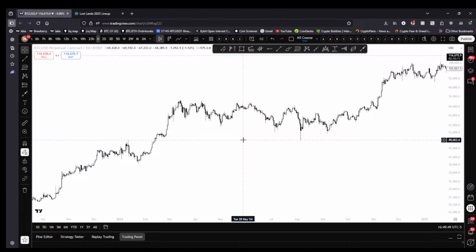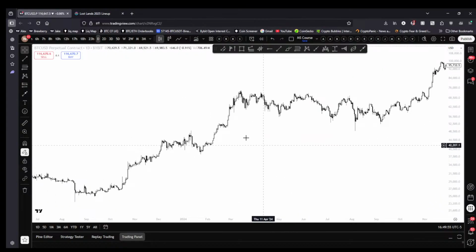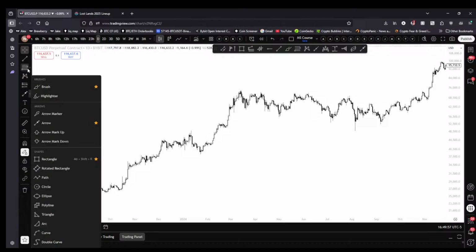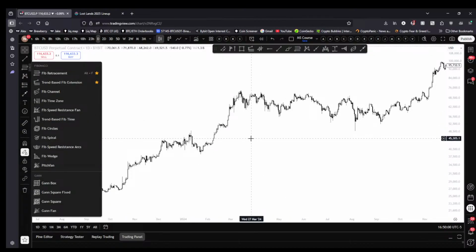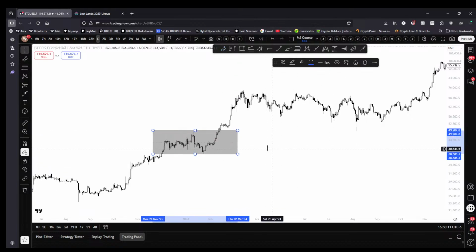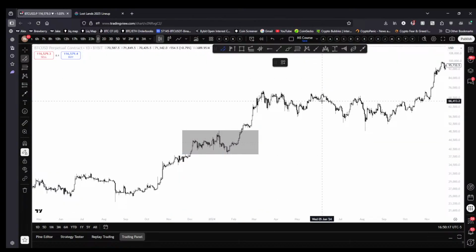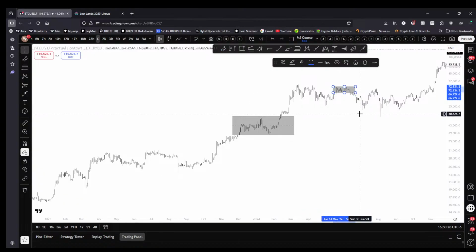So let's talk about supply and demand. To understand the idea of supply and demand, you need to understand what previous trading ranges are, right? So this right here would be a previous trading range. This right here would be a previous trading range. I'm just grabbing two random ones so you guys can understand the idea, right?